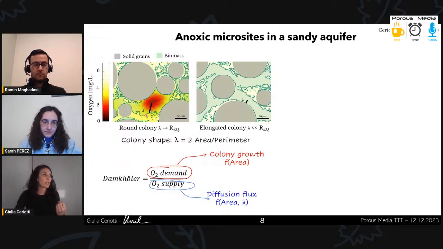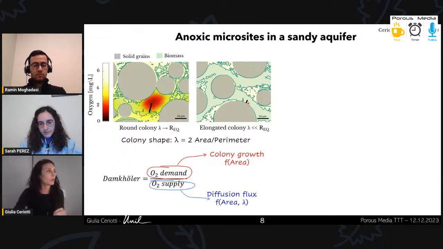So if we define lambda, the diffusion landscape, we can see that in a rounded colony, lambda is much higher than in an elongated colony. So this should slow down the diffusion process. We define this diffusion landscape as a colony shape factor, as 2 times the area of the colony divided by the perimeter, which means that if the colony is rounded, lambda tends to be maximized and equivalent to the equivalent radius of the colony. Instead, when we have elongated colonies, lambda tends to be much smaller than the equivalent radius, which speeds up the supply of oxygen to the colony core.